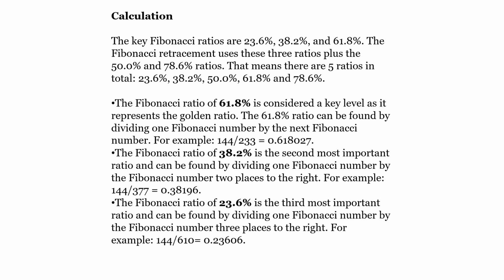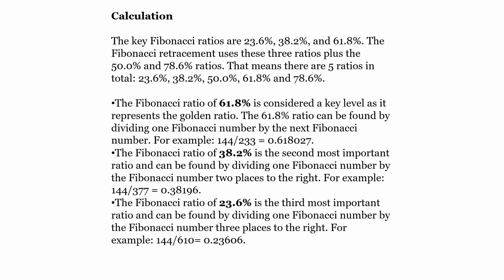The Fibonacci retracement of 38.2% is the second most important ratio and can be found by dividing one Fibonacci number by the second Fibonacci number, which is 2 places to the right. Sorry, let me make that a bit clearer. You find it by dividing one Fibonacci number by the Fibonacci number 2 places to the right. For example, 144 divided by 377.